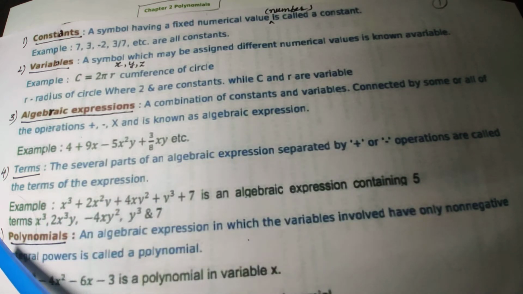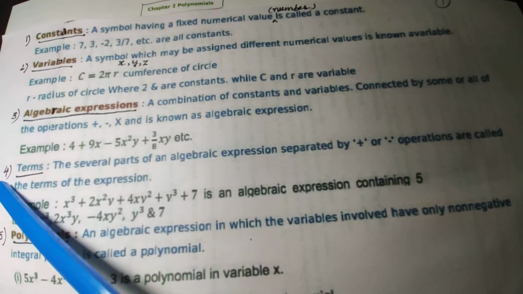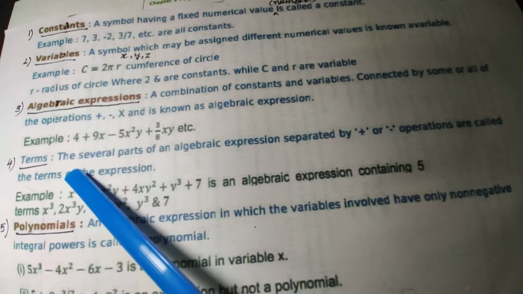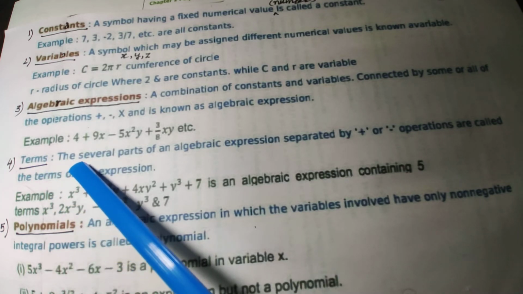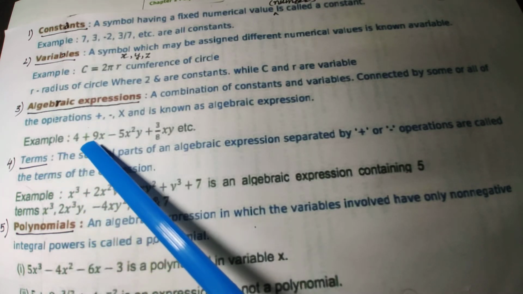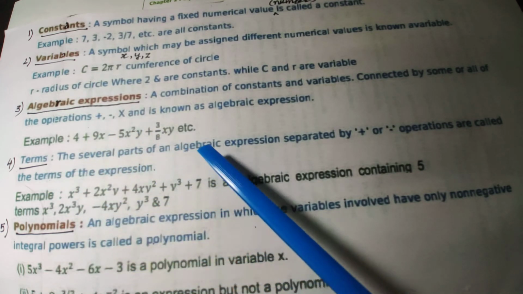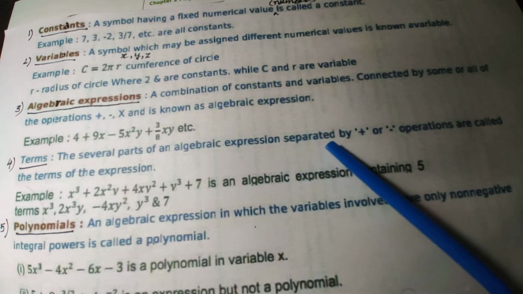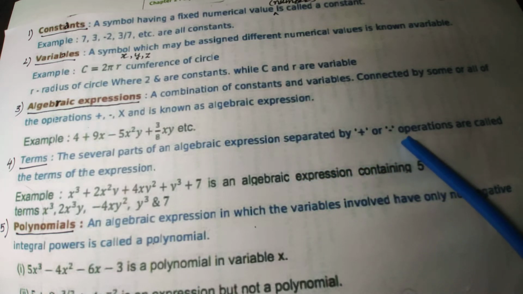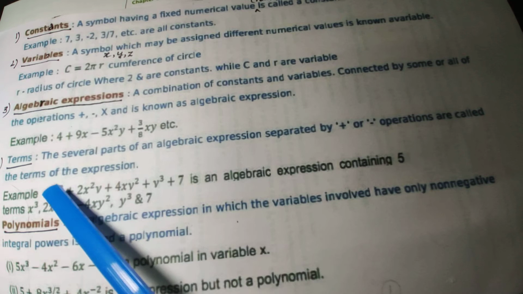Then the next definition is for term. Term means one part of a bigger algebraic expression. That is, the several parts of an algebraic expression separated by plus or minus operations are called the terms of the expression.